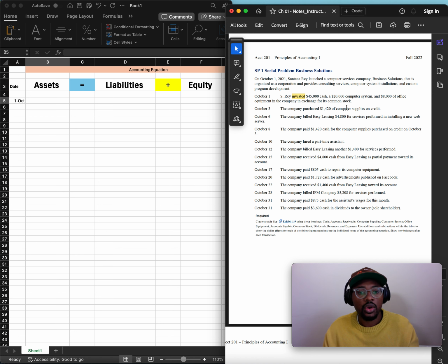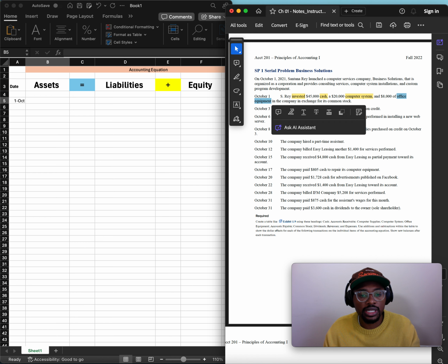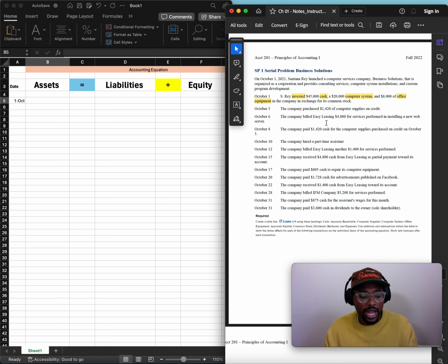What are we investing? We're investing, number one, you want to write that down, cash. So we're investing cash. We're also investing computers. And then it looks like we're investing office equipment. You see? So I want you to write that down, right? What is investment? Investment is putting something into something, right? So what are we putting in? We're putting in cash, we're putting in computer equipment, and we're putting in office equipment, right?